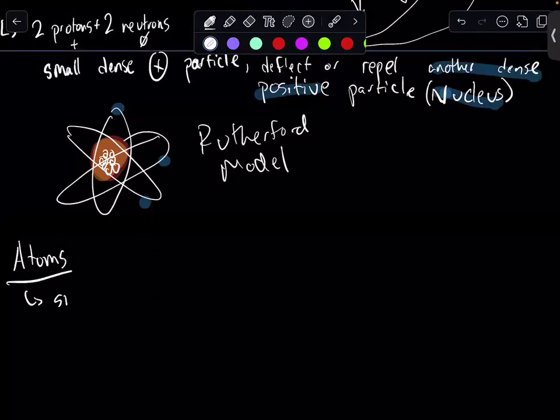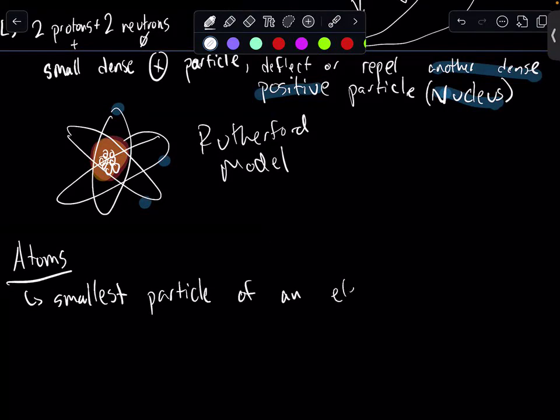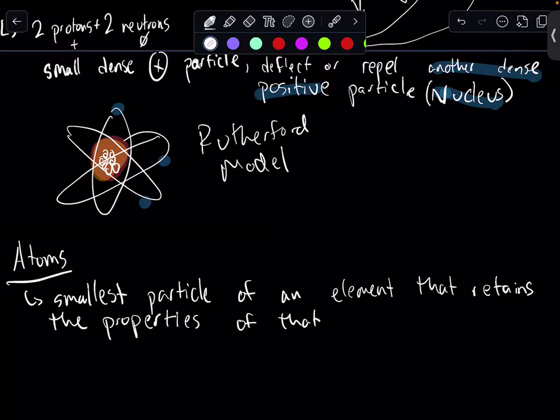So atoms are the smallest particle of an element that retains the properties of that element. So that's the same definition we had in 1.1.1, but it's a small particle that still retains the property. So an atom of copper has the same properties, the same boiling point, melting point, density, all that stuff as a sheet of copper.